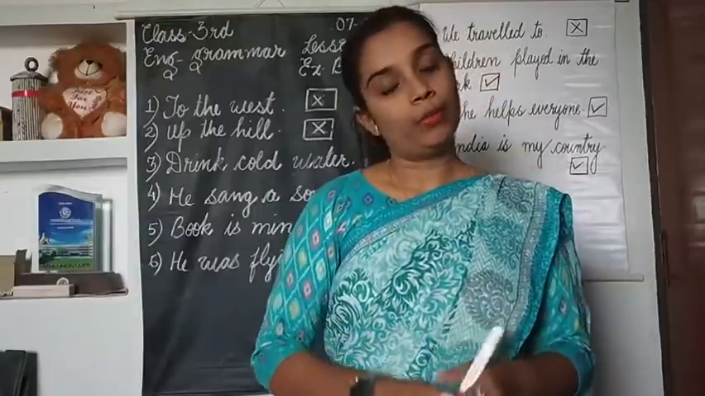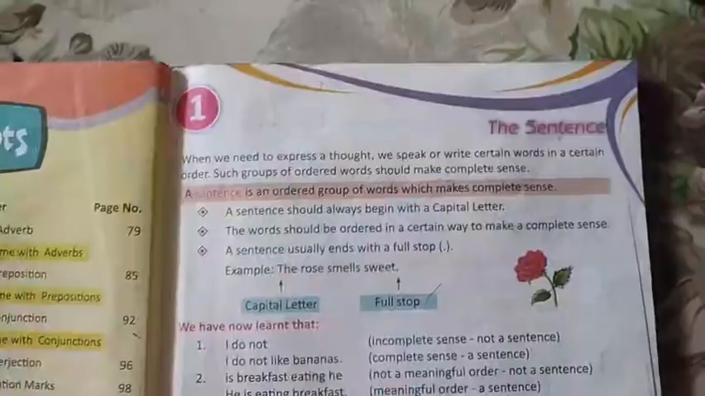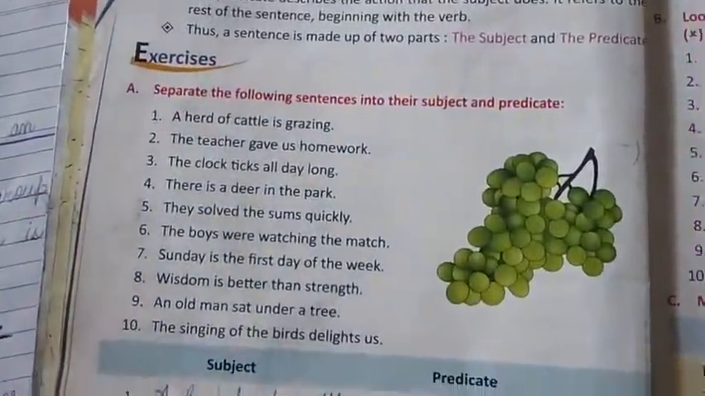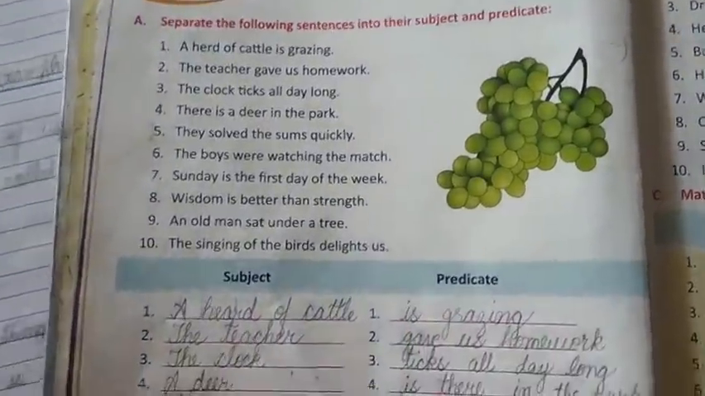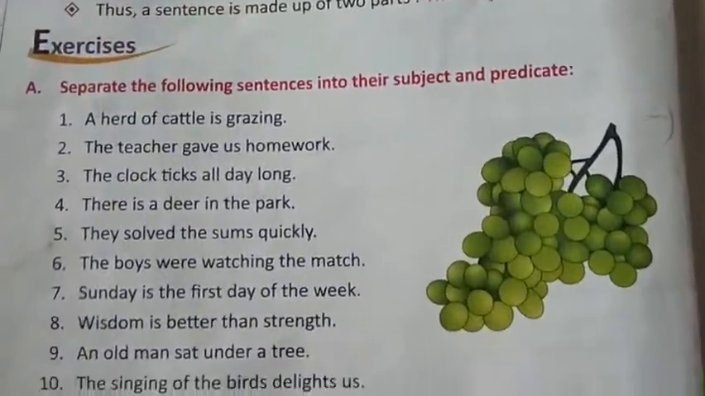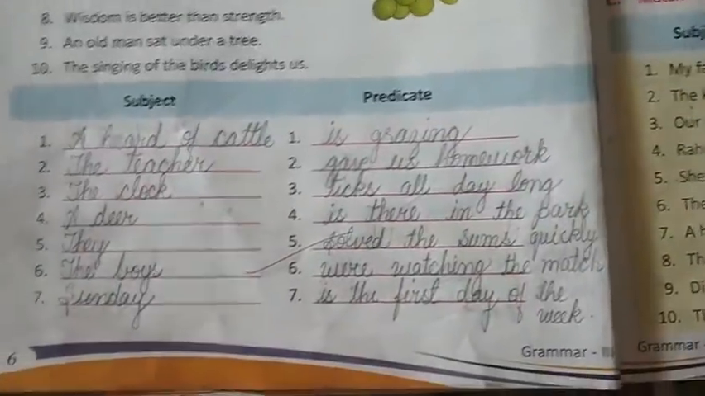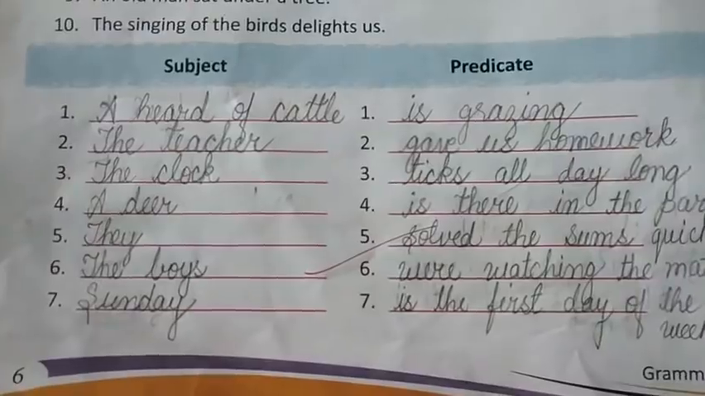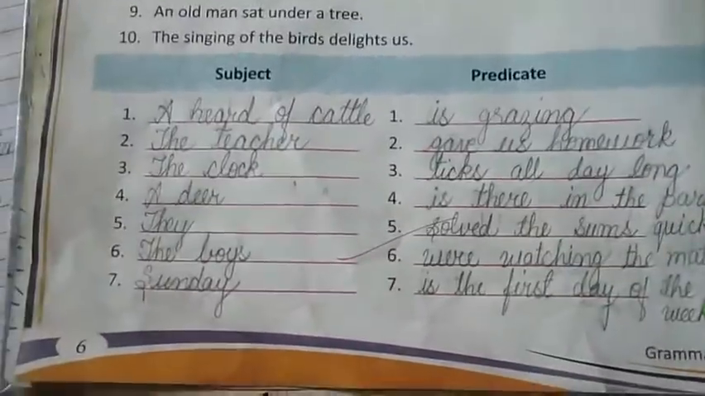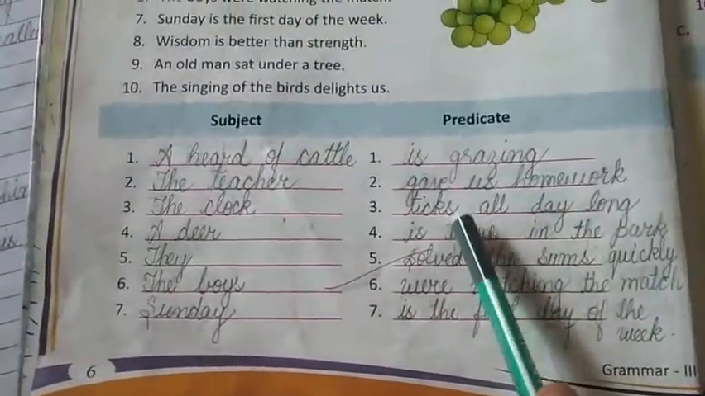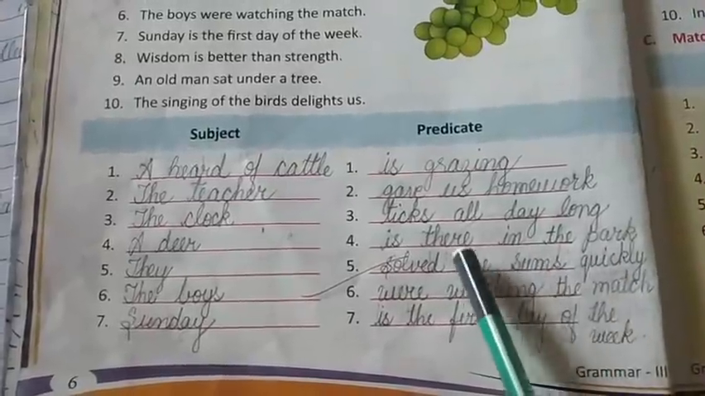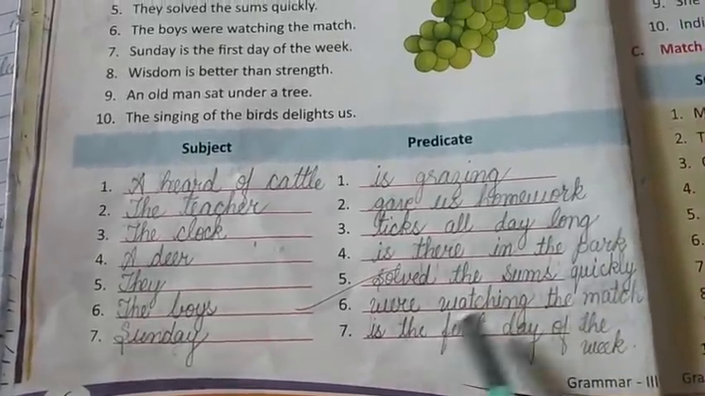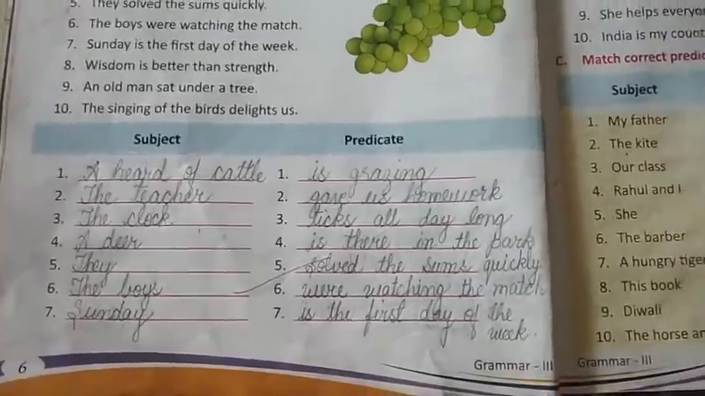Okay, so let's see. 1, children, the sentence. Okay, and exercise A, separate the following sentences into the subject and predicate. This exercise I have already solved in my previous session. And this is how you are going to write in your book, children. See how I have written. Please try to write neatly in good handwriting, and while writing, give proper gap between the words, children. Enough places are given there. Okay, try to write neatly and in good handwriting.